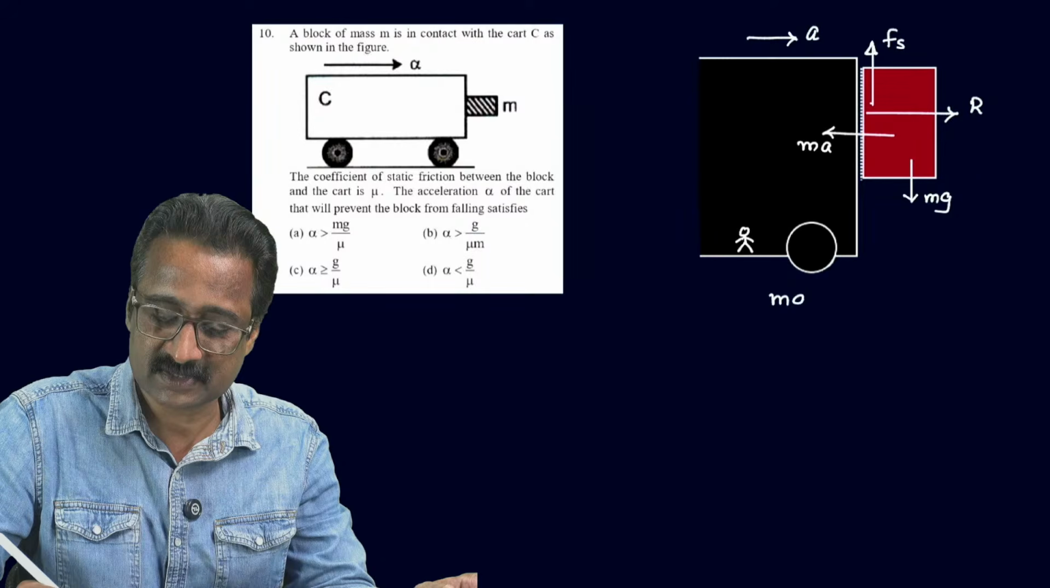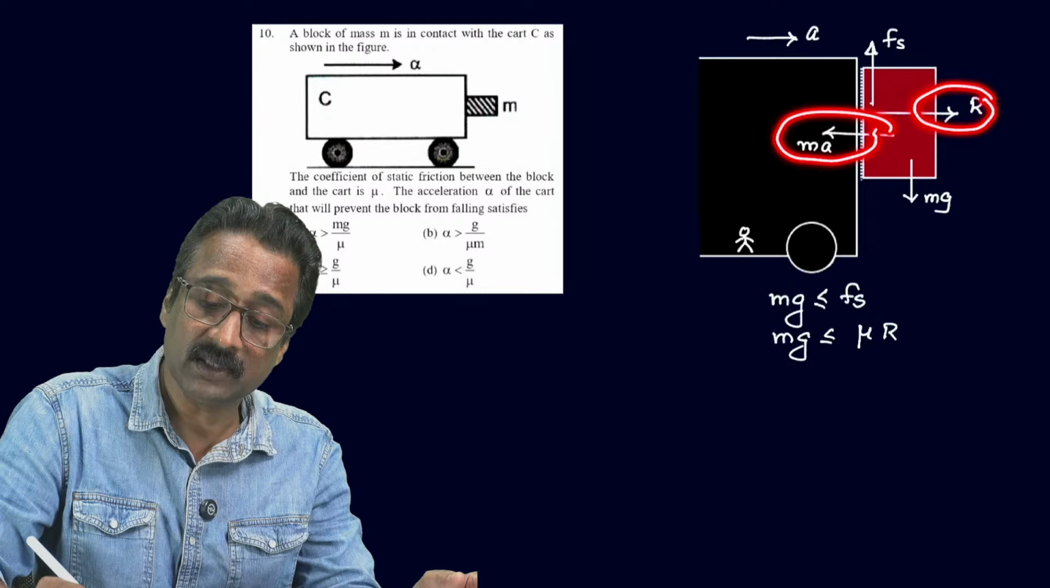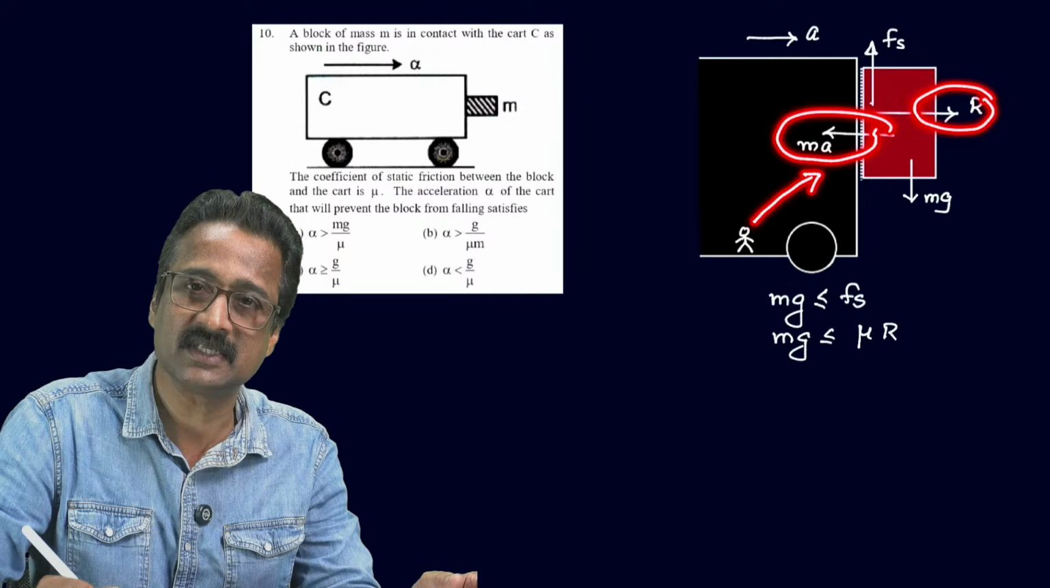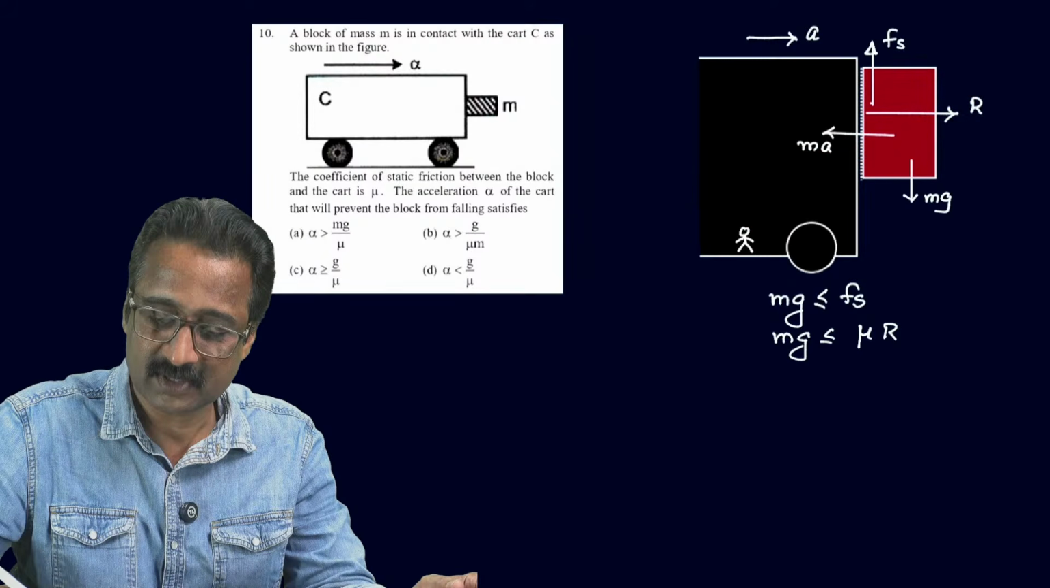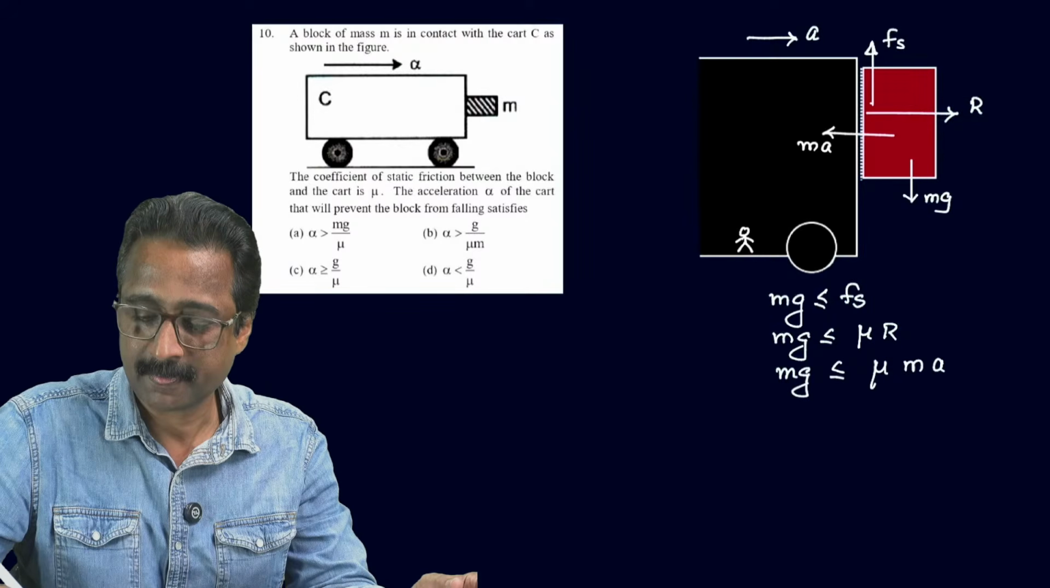You know that Fs is always mu into R, where R is the normal reaction. And what is the normal reaction here? I told you that this R and MA are equal. Why equal? Because in this observation, this body is in the state of rest. So R must balance MA. Therefore, R can be rewritten as MA. So mg less than or equal to mu into MA, and this M and M cancel out.